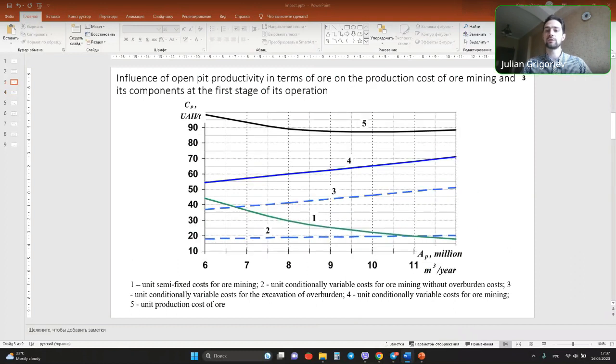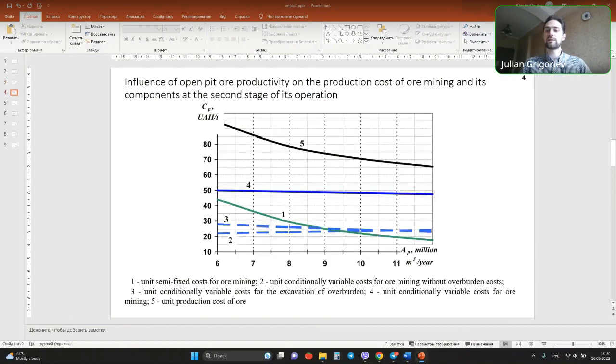In the first period of open pit operation, with an increase in ore productivity due to an increase in the transportation distance and stripping ratios, the specific conditionally variable costs for ore extraction increase. It's line 4. However, in the second period, due to a decrease in stripping ratios, the specific conditionally variable cost for ore mining slightly decreases with an increase in productivity. Line 4 here.